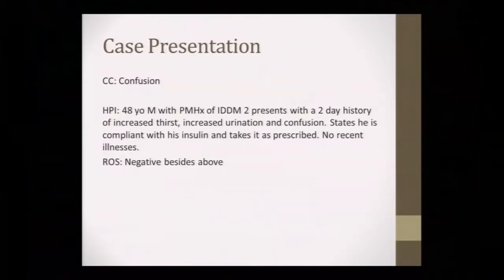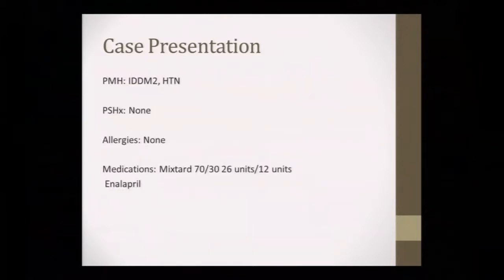The family said he took his insulin every day. He had been in his normal state of health. He wasn't having any illnesses recently. He was very compliant. He went to the doctor, all of these things. The review of systems was essentially negative. History: diabetes type 2, hypertension, no surgeries or allergies. Medications were mixed hard 70-30. He took 26 units in the morning and 12 at night, and then Allopril.